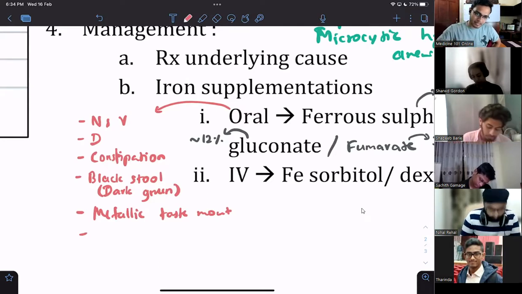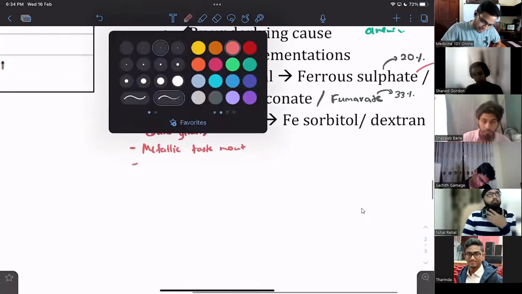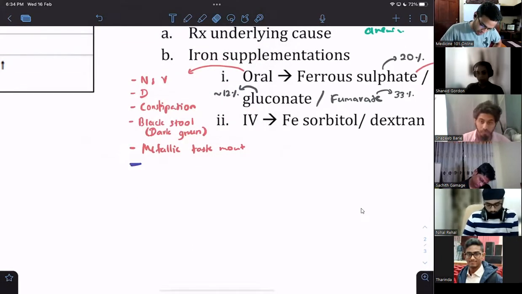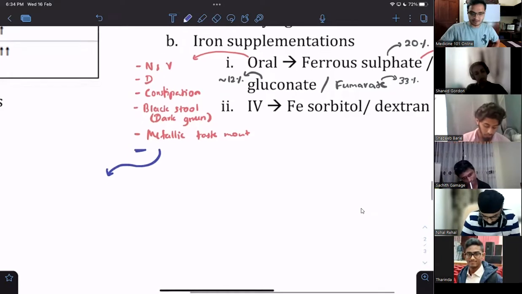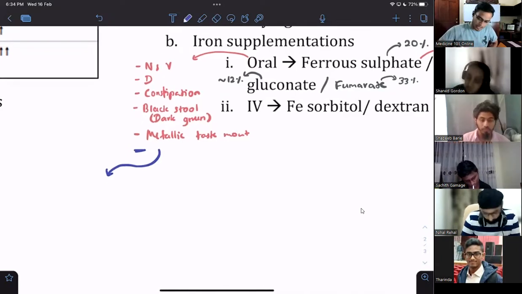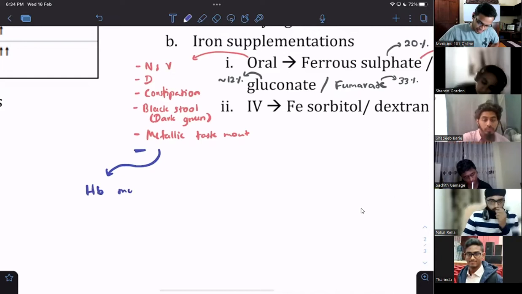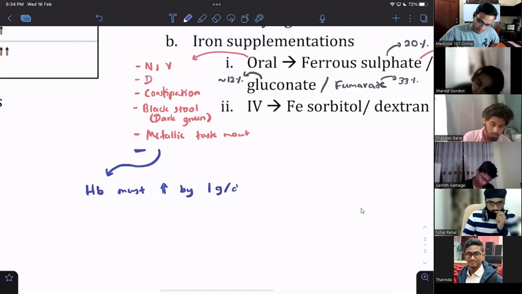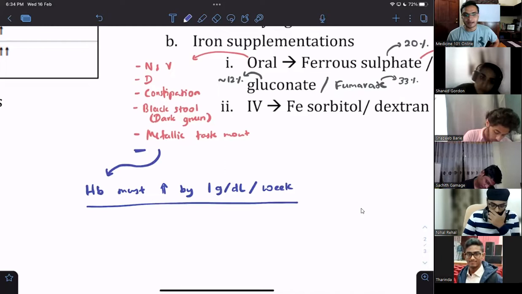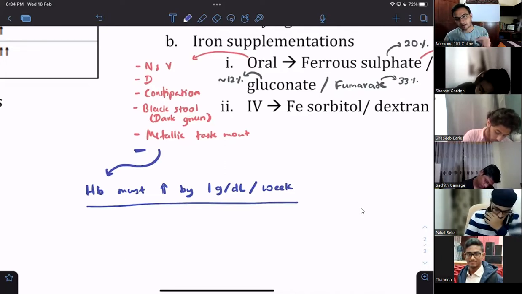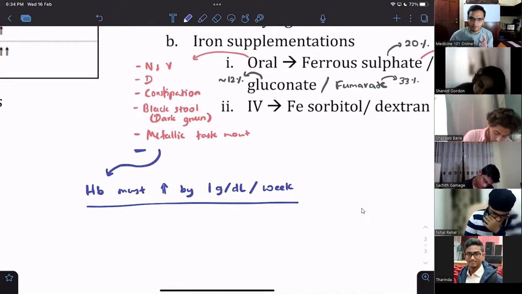The second one is IV, guys. Before we come to the IV, I want you all to mention how you monitor the success of this oral iron, the progression of your treatment. Hemoglobin must increase, write this down, by 1 gram per deciliter per week in the patient. If this is not happening, some other underlying cause is still causing a reduction of hemoglobin. Hemoglobin must increase by 1 gram per deciliter per week, okay?